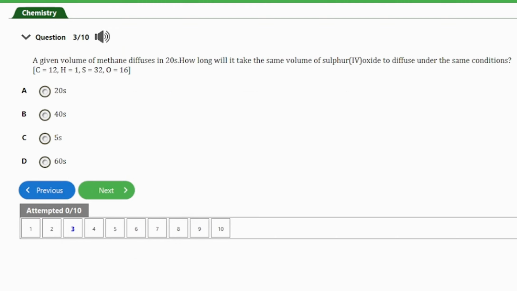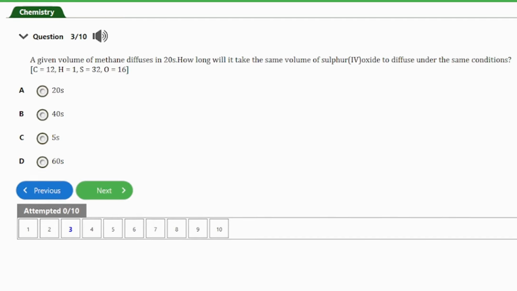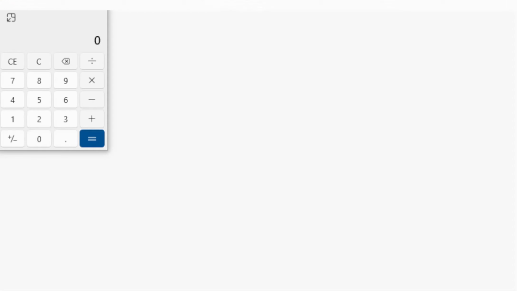Question number 3. It says, a given volume of methane diffuses in 20 seconds. How long will it take the same volume of sulfur dioxide to diffuse under the same condition? So guys, we're going to zoom into our workspace here and solve this out together. So over here, let's make use of the formula.